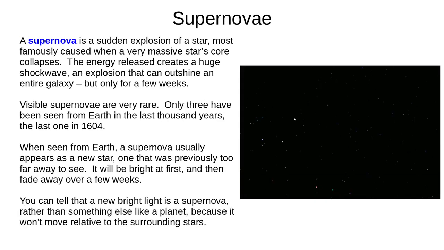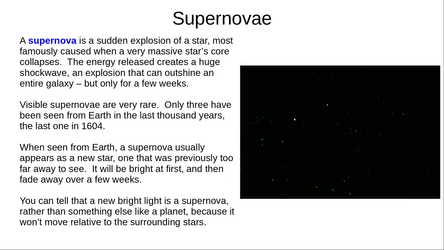The last natural object on the list is a supernova. There are a few types, but the main one is created when a very massive star reaches the end of its life. The star's core collapses, releasing a tremendous amount of energy in a shockwave, which spreads out the star's outer layers. The expelled gas can outshine an entire galaxy until it cools over a few weeks or months.